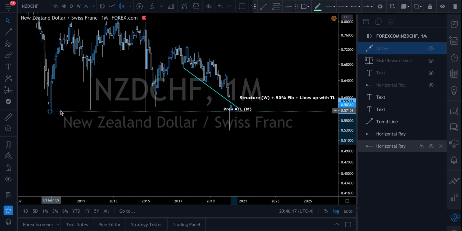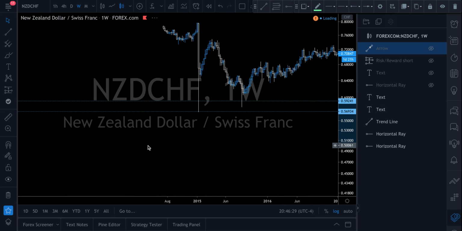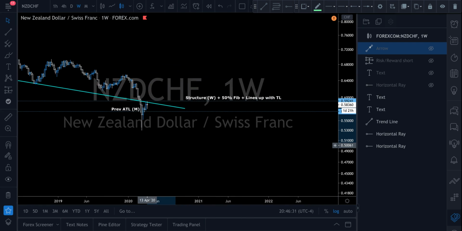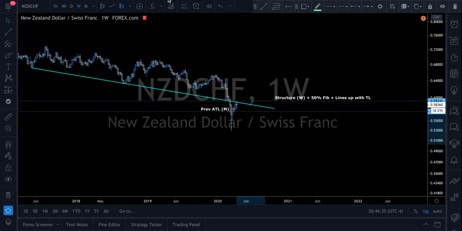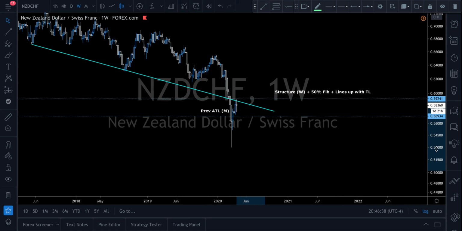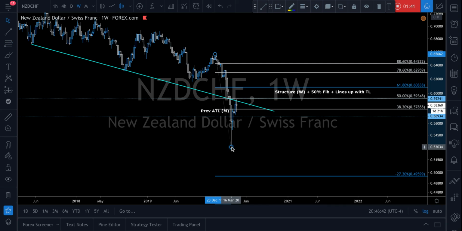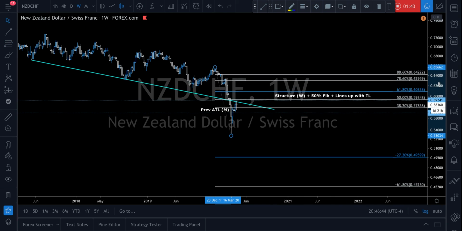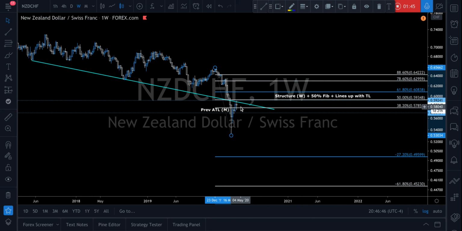As you can see, testing once, twice, three times, and then right here, trading just above it, but we're still respecting this area. The reason I marked this one up is because we ended up seeing this lining up with structure. This is the 50% fib, and it lines up with the trend line, and it ended up actually being an area of resistance.